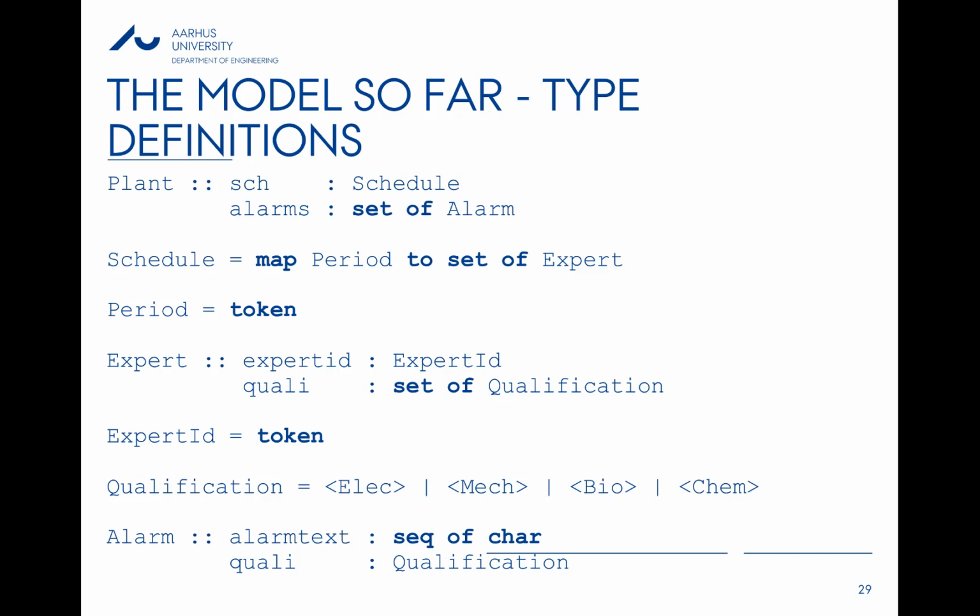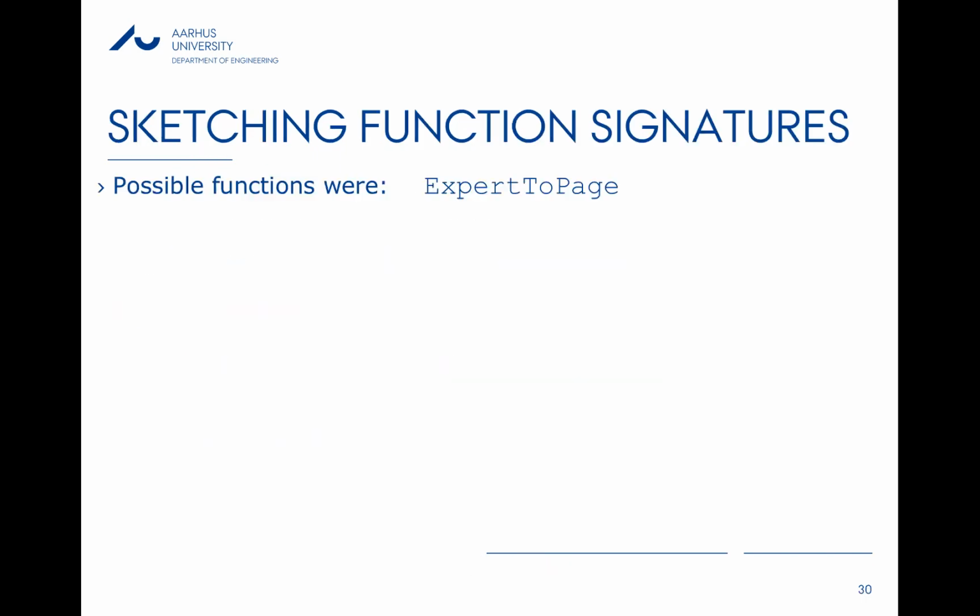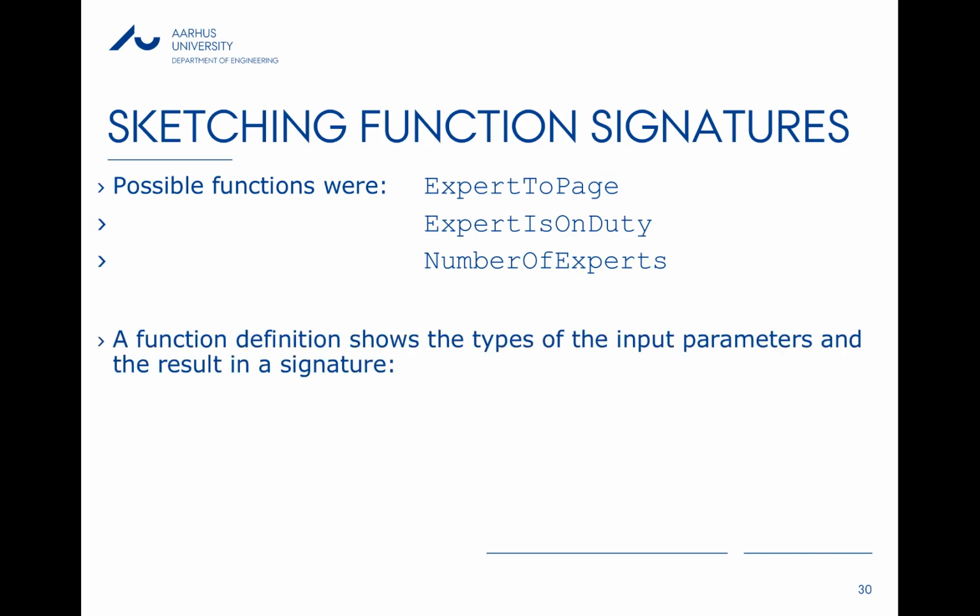An expert should have an expert ID and a set of qualifications. And then an expert ID is again a token. The qualification is this kind of enumerated type. And the alarm is a record with alarm text and one qualification. So far so good. Let's try to sketch some function signatures. The possible functions were expert to page, expert is on duty, and number of experts. So the function definition shows the types of the input parameters and result of the signature.